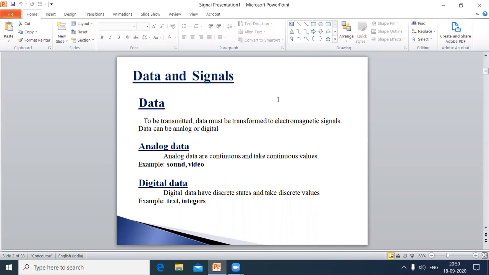Okay, when someone speaks, an analog wave is created in the air. This can be captured by a microphone and converted to an analog signal. Okay, next one, digital data.